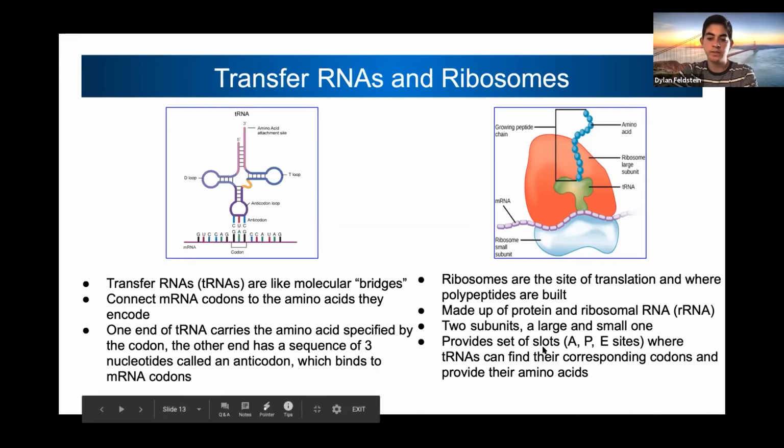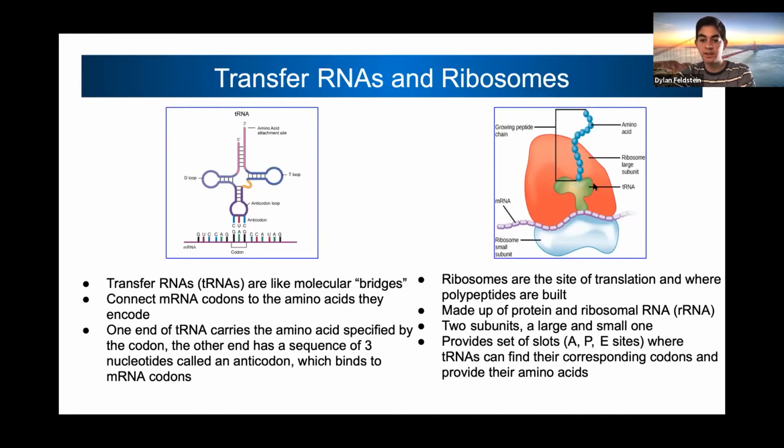You can think of these A, P, E sites as arrival, polypeptide, and exit. You can't really see it right now, but the first site would be the A site, the arrival site. The tRNA would come in and dock in the arrival site, and then it would transfer over to the polypeptide site. This is where the polypeptide chain grows. And at the end, when the polypeptide is complete, it goes into the exit site and is released from the ribosome.